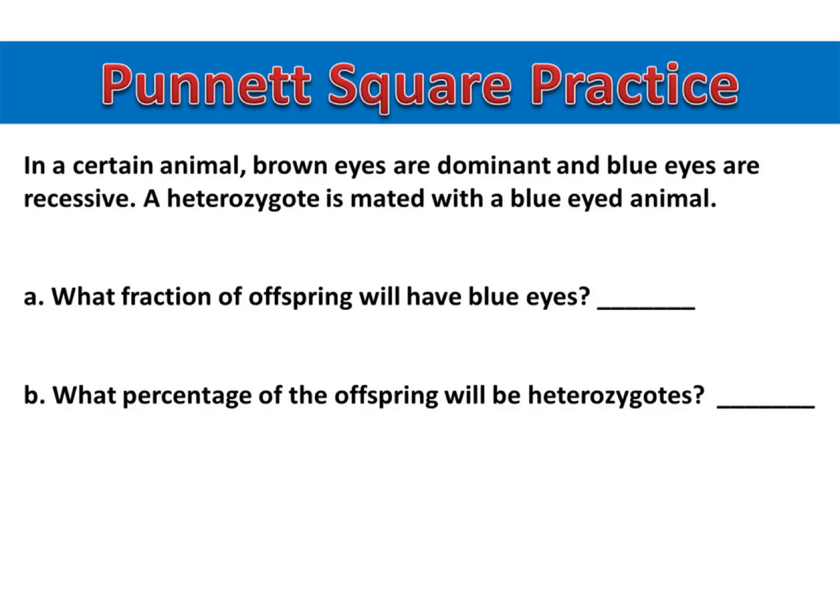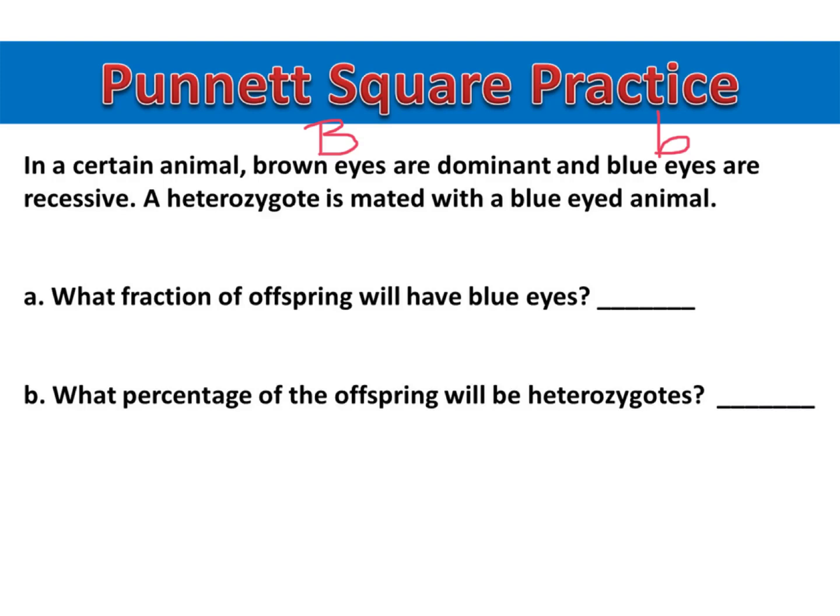But the important thing to remember is that the letters aren't really what's important. It's being able to predict the offspring. So we can just make up the letters. Since brown eyes are dominant, why don't we just use a capital B for brown eyes? And blue eyes are recessive, so let's just use a lowercase b for blue eyes. And now we can figure everything out.